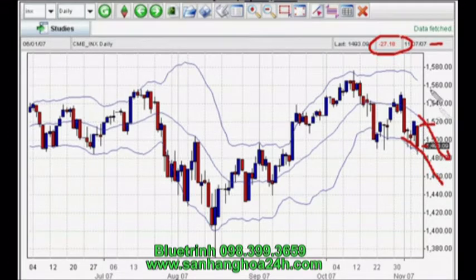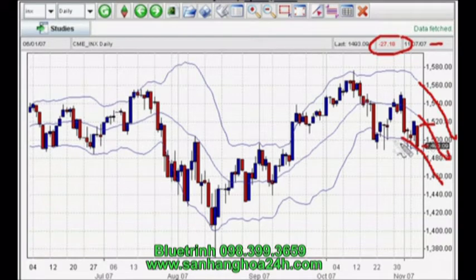See how all the bands have turned down now? And it looks like any move back up to this midpoint should probably be met with some sort of resistance. And that's what we mean by support and resistance using these bands.